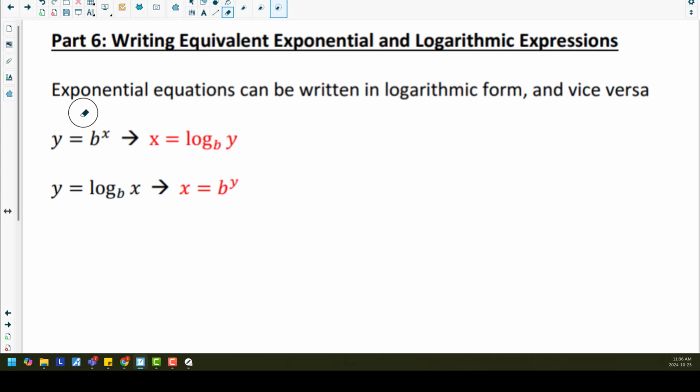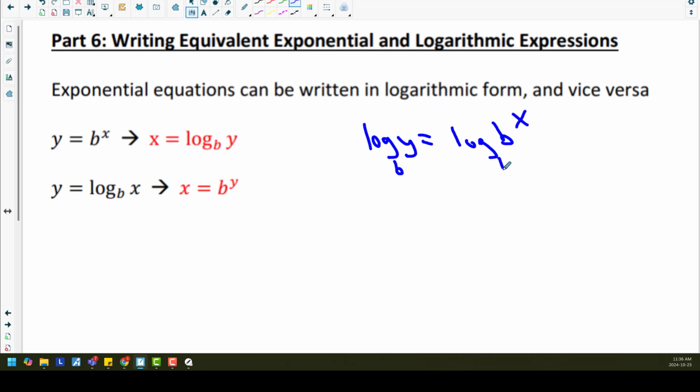Essentially, to convert from exponential form to log form, you're taking a log of both sides. Log y is equal to log of b to the power of x. Now, remember when I said your base value for a log is always b? So this can be log base b. There's a few ways of doing this, but I'm just going to teach you this way. So if I take log base b of both sides, what does that do?